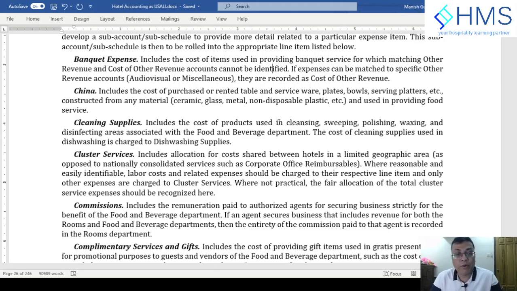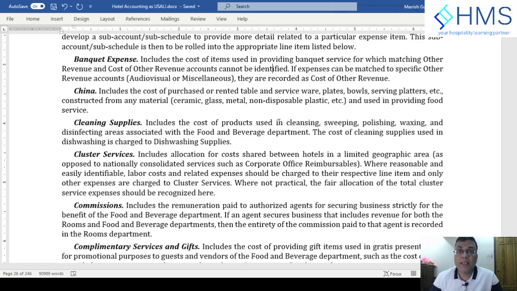Before we go into the cleaning supplies, certain hotels have different policies on Chinaware. Some hotels keep a certain percentage, say 10%, from the service charge to offset against the damages. So the hotel makes a provision out of the service money collected from the guest and keeps aside a certain amount to offset the Chinaware damages. Usually in operations, the Chinaware may break, it may get damaged. So the cost of replacing it is charged to that service charge.